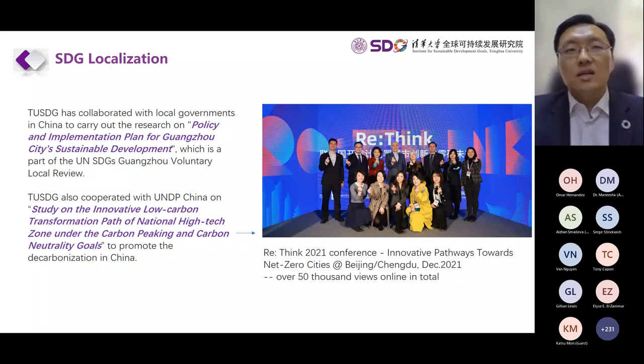Guangzhou City is a voluntary local review for the UN SDG report. And also we collaborate with UNDP China on a study on the innovative low carbon transformation path at the National high-tech zone, with the carbon peak and carbon neutrality goals.